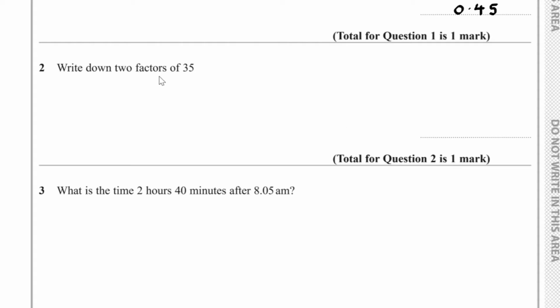Question number 2, we have to write down two factors of 35. Well, if I write down the factors of 35, 1 times 35 gives 35, and 5 times 7 gives 35. So when we come to write down two factors of 35, we could, for example, write down 5 and 7.